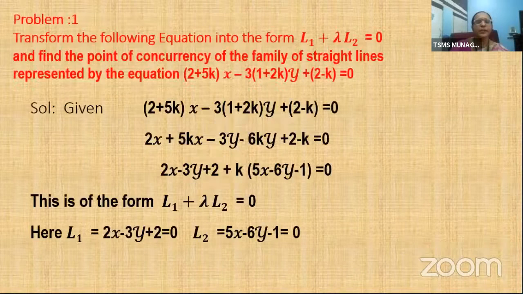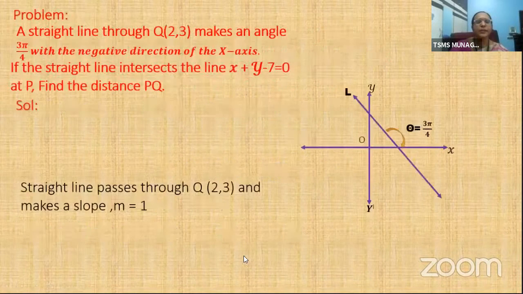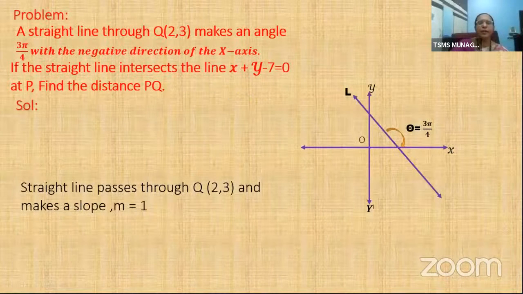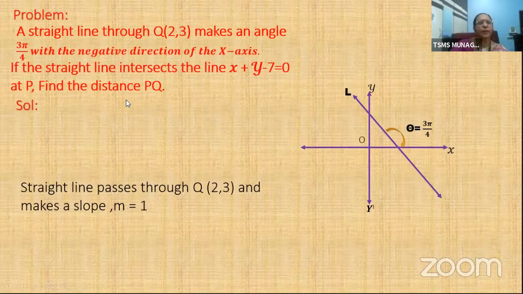angle 3 pi by 4 with the negative direction of the x-axis. If the straight line intersects the line x plus y minus 7 equal to 0 at P, then you have to find the distance between P and Q. So what are we given? We are given that there is a line which is passing through Q (2, 3) and is making an angle 3 pi by 4.